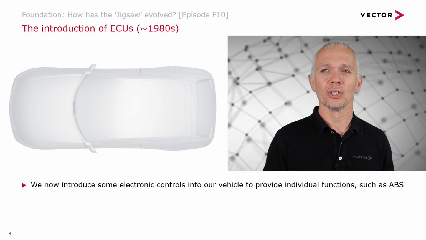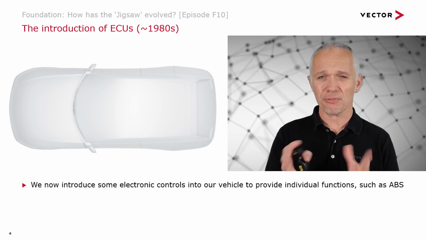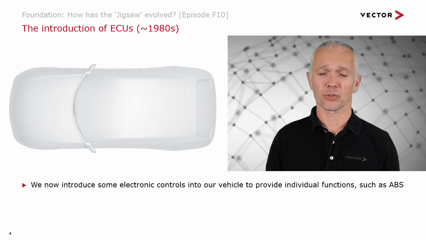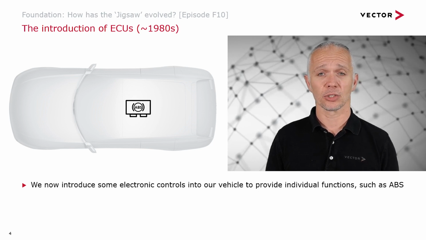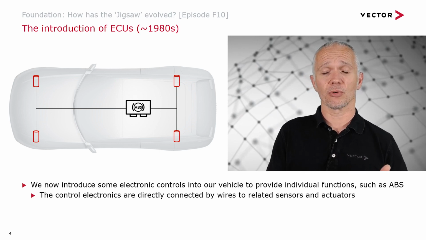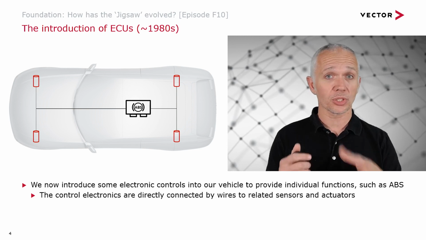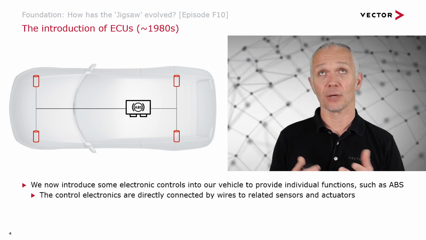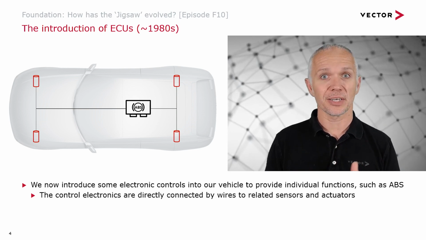So let's move on to the introduction of electronics into vehicles, roughly the 1980s. So we're going to introduce some electronics for skid control initially. So we have an ABS controller, and of course we're going to wire this up to various sensors. So for example, the sensors that detect if an individual wheel has stopped turning, so if it started to skid. And of course our controller, maybe even at this point, will also be linked to various actuators in the vehicle.